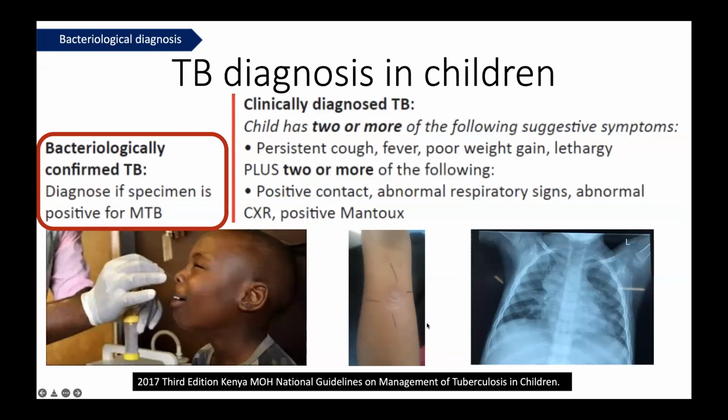Yeah. Okay. We have another interesting question here. Someone says, great presentation. We have been getting a lot of positive urine LAM despite the patient not having symptoms of TB. Should we start them on anti-TBs irrespective of other positive findings?